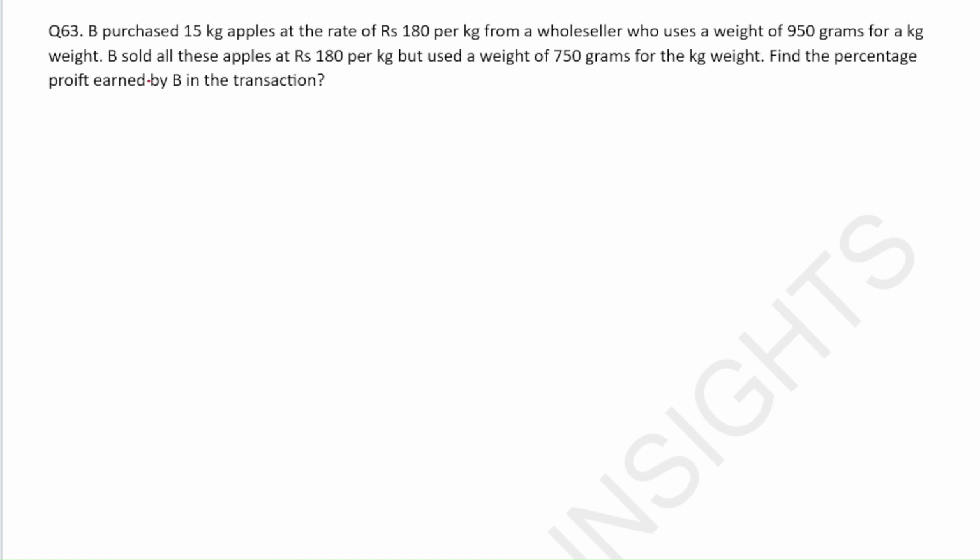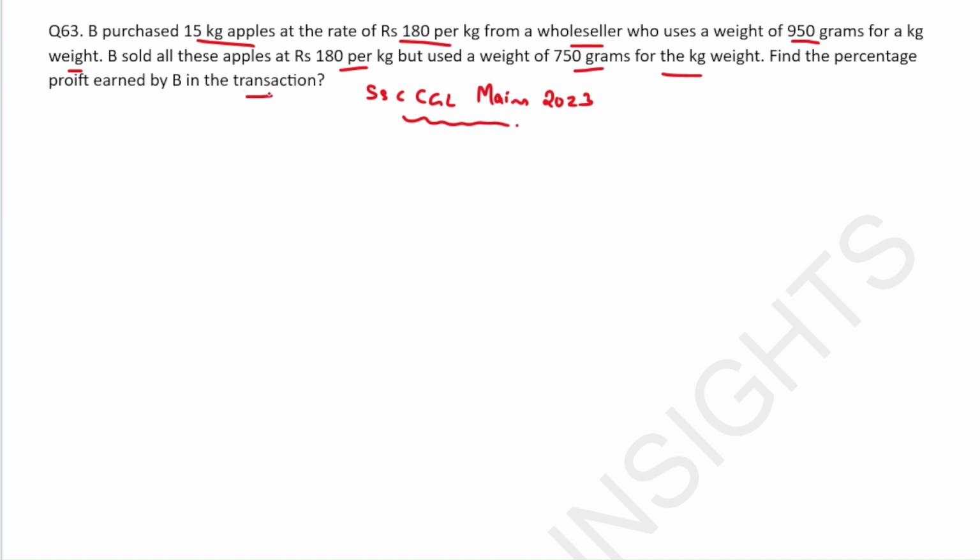So next question. This question was asked in SSC CGL mains 2023. So the question is, B purchased 15 kg of apples at the rate of rupees 180 per kg from a wholesaler who uses a weight of 950 grams for a kg weight. And then B sold all these apples at rupees 180 per kg, but he used a weight of 750 grams for the kg weight. So you have to find the profit earned by B in the transaction.